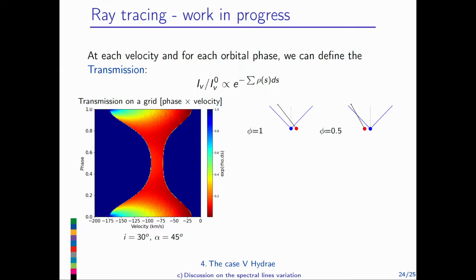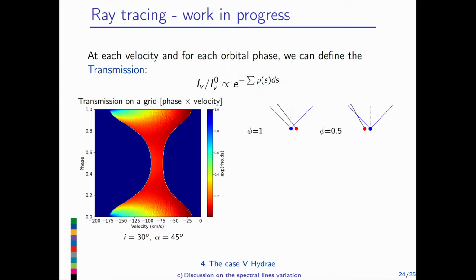In red, we have absorption, so the transmission is equal to 0. So everything is absorbed. And in blue, the ratio where the transmission is equal to 1, so nothing is being absorbed. So we can see this kind of hourglass pattern.